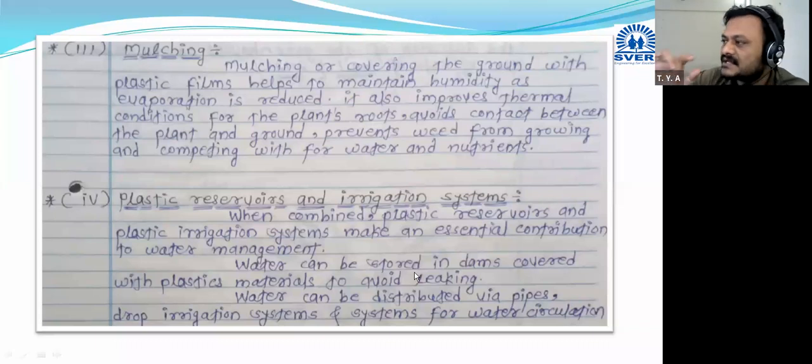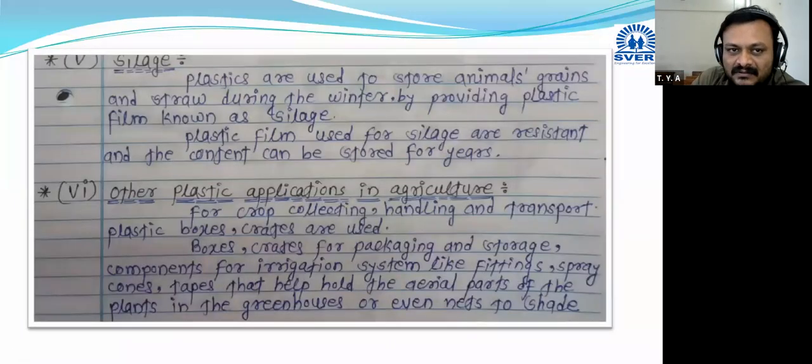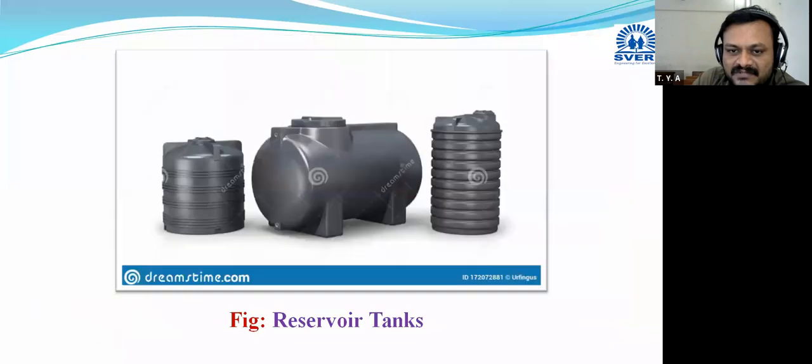And the drip irrigation system, or the pipes that are there, are made from plastic only. Okay, I think LDPE and HDPE plastic is used, that is low density polyethylene and high density polyethylene material that we are using in the manufacturing of this. In the irrigation system we are using LDPE or HDPE, and in the case of plastic tanks, we are simply using PVC material. Okay, I'll show you the diagrams. So these are some storage tanks or water tanks.